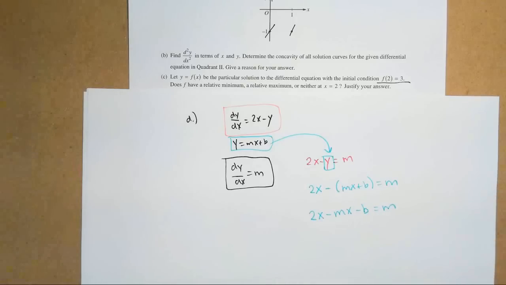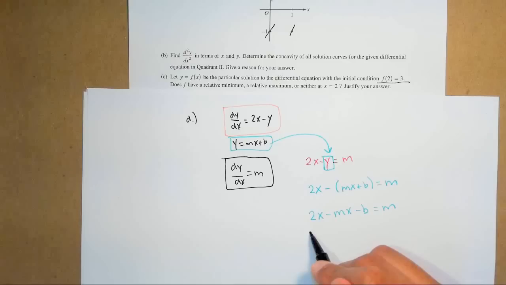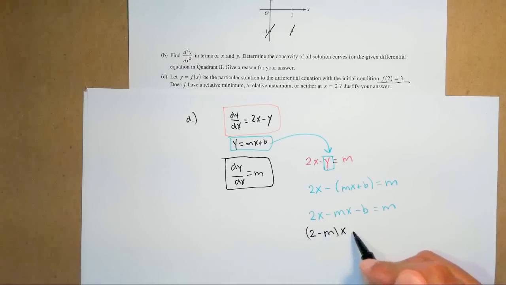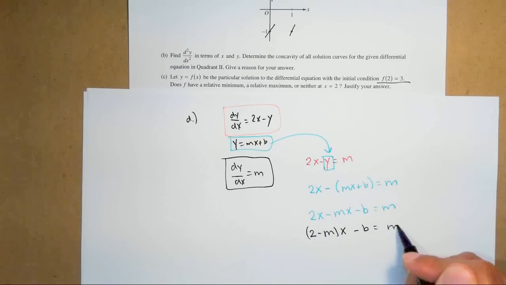Now, as of right now, I'm okay because I have that m and b now. Now I can actually go ahead and solve for an m and a b. I'm never going to touch the right side because this is the equation that they want me to find a solution for. So I'm going to go, okay, well, let's kind of work on the left side. Maybe I can take out an x, and if I do, this is what you're going to get. (2 minus m) times x, minus b is equal to m.